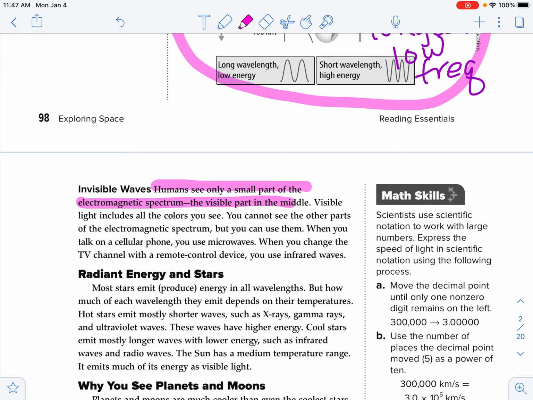Visible light includes all the colors you see. All right, so this is a reminder of what we learned about last chapter. You cannot see the other parts of the electromagnetic spectrum, but you can use them. When you talk on a cellular phone, you use microwaves. When you change the TV channel with a remote control device, you use infrared waves.